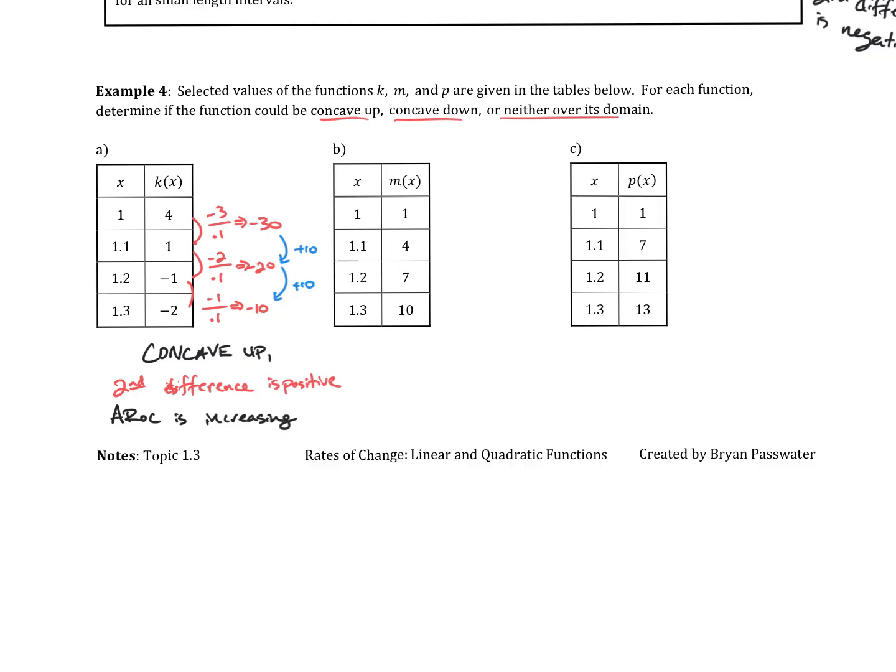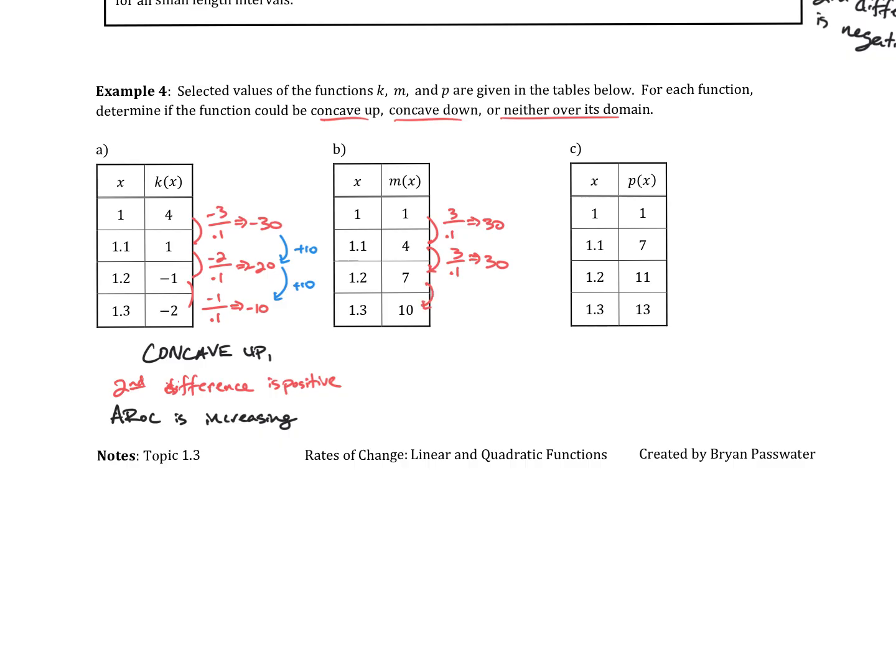So 1 to 1.1, so 1 to 4 for my y values. What's my change? 3 over 0.1. So what do I got? All right. Let's do it again. So 4 to 7. 3 over 0.1. So what do I got? We can almost stop there. Is this going to have concavity? It's not, because I didn't move anywhere. But I want to finish it up.